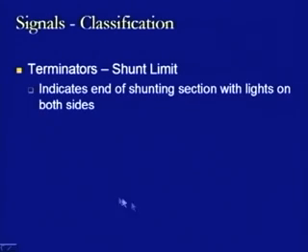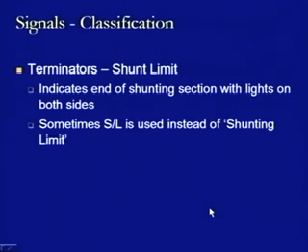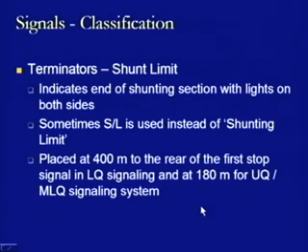Then another one is the shunt limit. This indicates the end of the shunting section with lights on both sides, and sometimes S/L is used instead of shunting limit. So, that is how it indicates the termination of the shunting area. Generally, it is placed 400 meters to the rear of the first stop signal in the lower quadrant signaling system, and at 180 meters for the upper quadrant or MLQ signaling system, multiple aspect signaling system.